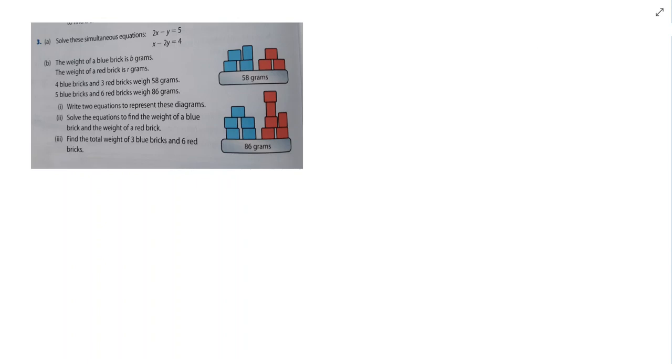Okay, good morning guys. So what we're going to do, we're going to look at this question here. The first part asks us to solve these two simultaneous equations. Again, the first thing you do is write out both of your equations. Equation 1 is going to be 2x minus y is equal to 5. And equation 2 is going to be x minus 2y is equal to 4.